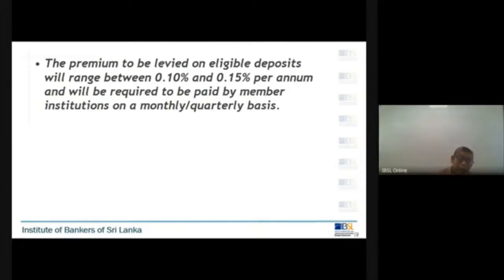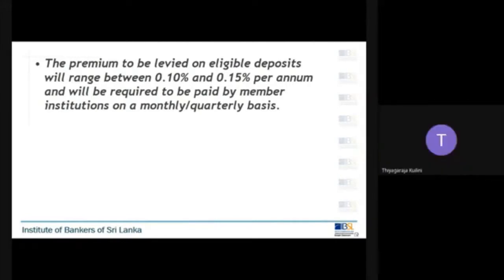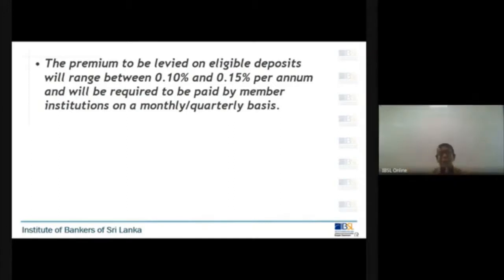Now, it is something similar to what? Some of the money we have, we need to keep. All the commercial banks have to keep a certain percentage with the central bank. What is that? How do we call that? Statutory reserve requirement, SRR. How much is that at present? 2%. Likewise, you need to pay from your total eligible deposits a range from 0.1 to 0.15. Now there's a range. So why a range? Why not one figure?